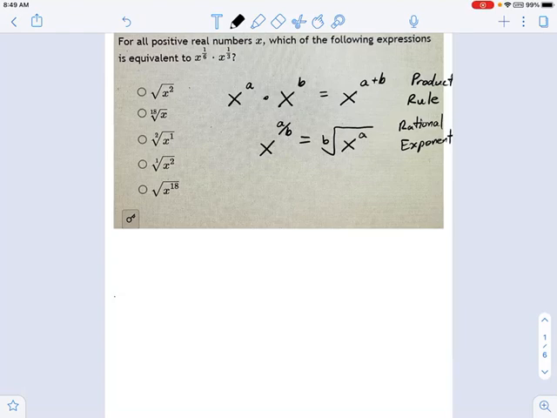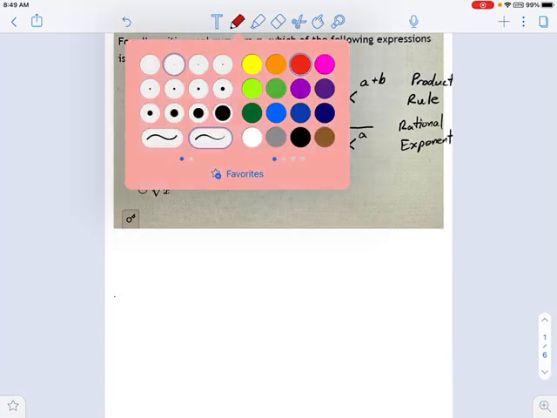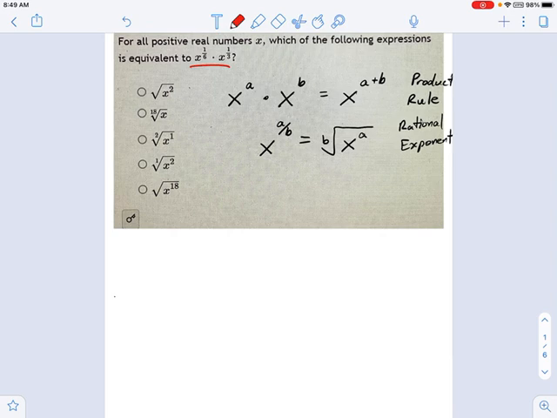In order to simplify this expression here, which is x to the 1/6 times x to the 1/3, we're going to need to understand a couple of things about how exponents work. One of them is the product rule, right? That's extremely important. When you have x raised to some power times x raised to another power, as long as the base, this x value, is equal, then you can just add those exponents together.